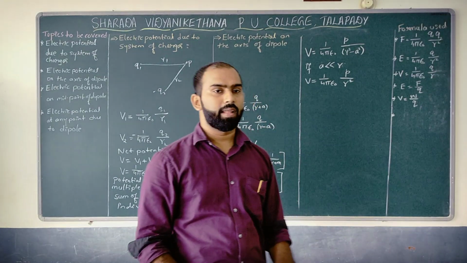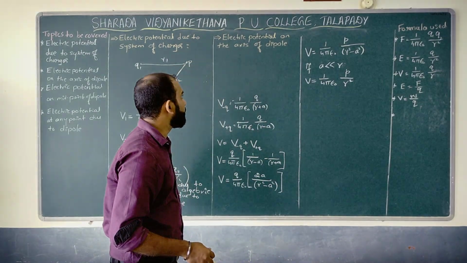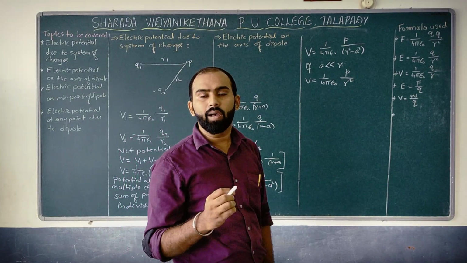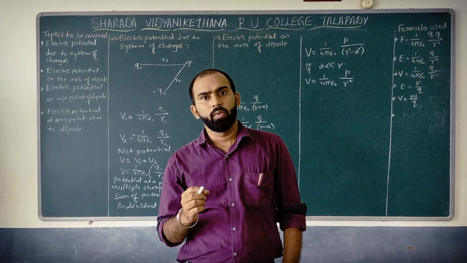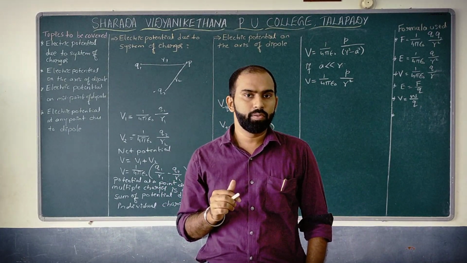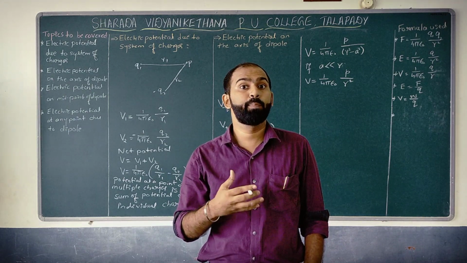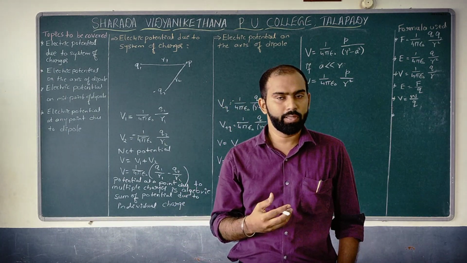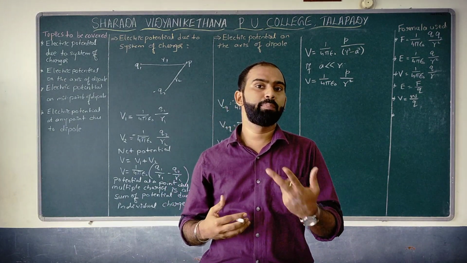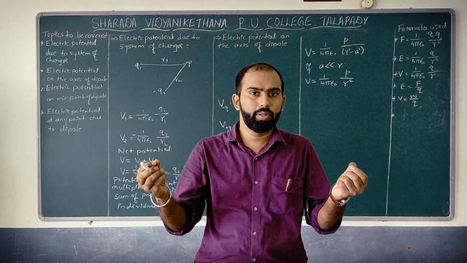Well, next we will move on to the electric potential on the axis of a dipole. Before we move to this, you tell me what exactly the dipole is. The meaning of dipole. What is the meaning of di? Which is nothing but a two. What do you mean by pole? You should have 2 points over here, correct?